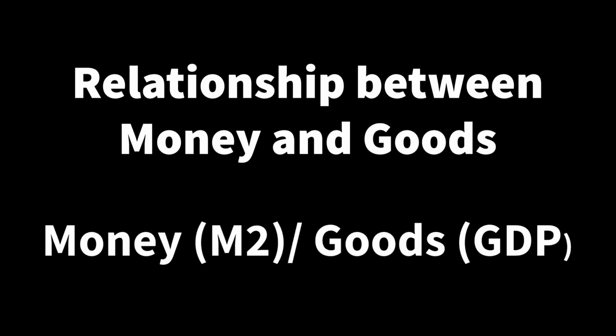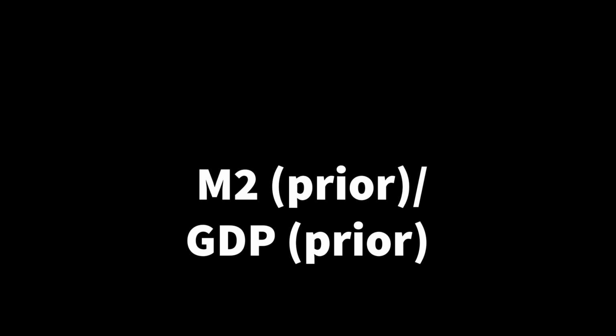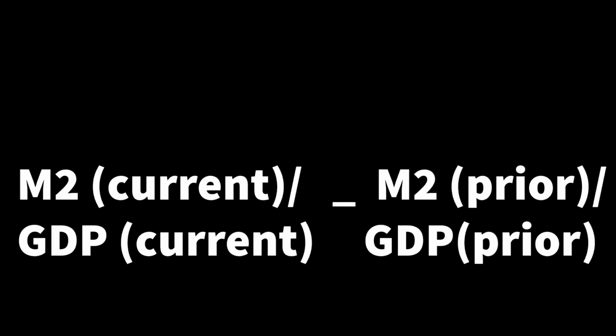Okay, let's recap. So what have we learned so far? We learned inflation is the relationship between the goods and services in the economy, the GDP, and the money out there in the economy that can be used to buy those goods, the money supply. And we can put that into a ratio of money over goods. We want to compare ratios from different periods of time. We can call one ratio the current period, and we can compare it to a prior period of time, the prior period ratio. The difference between the two is how much these ratios have changed over that period of time.